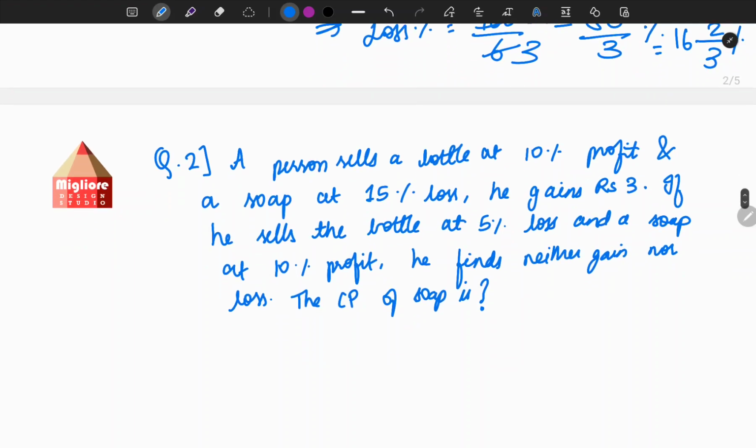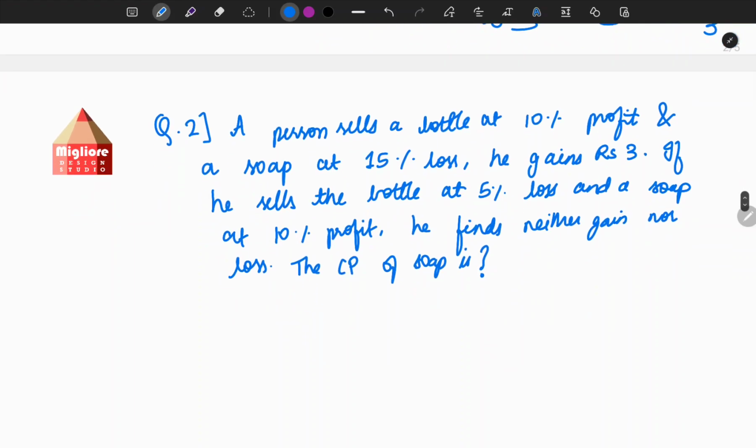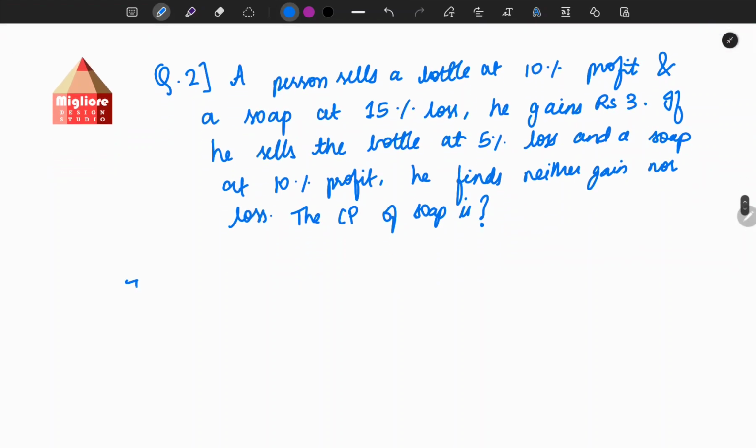Okay, so a person sells a bottle at 10% profit and a soap at 15% loss. So a person has a bottle and a soap.